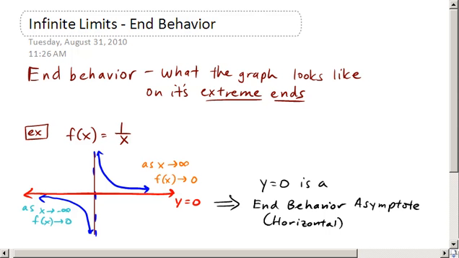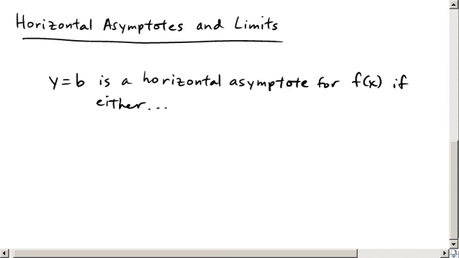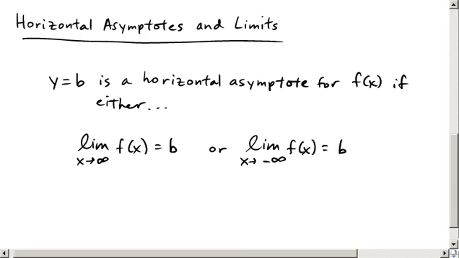So just to wrap up this discussion about horizontal asymptotes and their connection to limits: the line y equals some constant b is a horizontal asymptote for f of x if either the limit as x goes to infinity of f of x is equal to b, or the limit as x goes to negative infinity of f of x equals b.